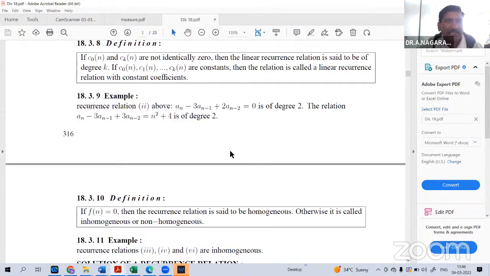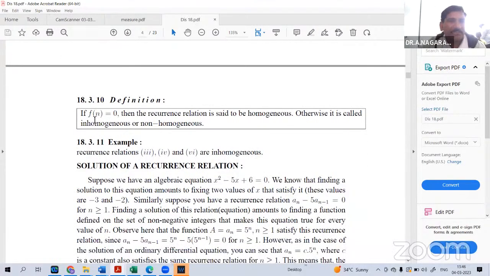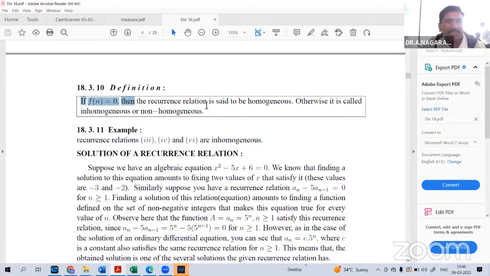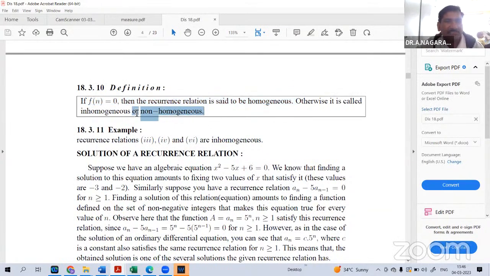Here, the recurrence relation a_n minus 3 times a_(n-1) plus 2 times a_(n-2) equal to 0 is of degree 2. The relation a_n minus 3 times a_(n-1) plus 3 times a_(n-2) equal to n square plus 4 is non-homogeneous. Clearly, if f(n) equal to 0, then the recurrence relation is said to be homogeneous. Otherwise, when the function f(n) is not equal to 0, it is called non-homogeneous.